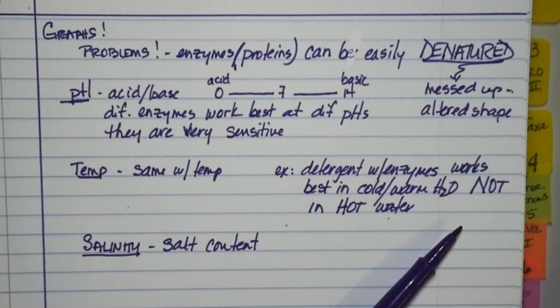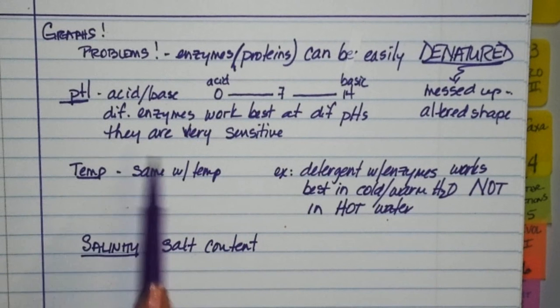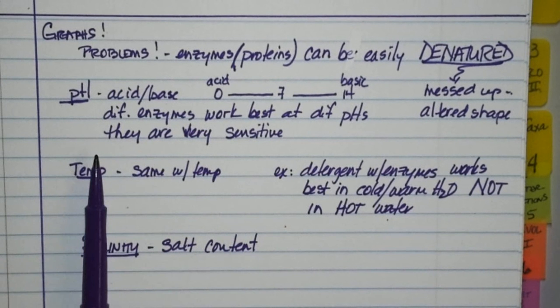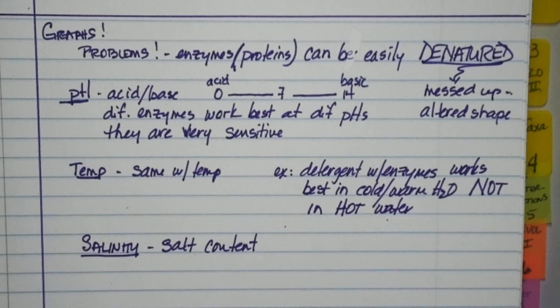Humans not so. You guys have tasted your sweat, you've tasted your tears before, you know that's got a salty flavor to it. Yes? So you know we have a lot of salt in our bodies, but it's much easier for us to maintain that than it is for organisms that live in different water environments. So salinity is a thing. Too much salt or too little salt is going to mess up how the enzyme functions.